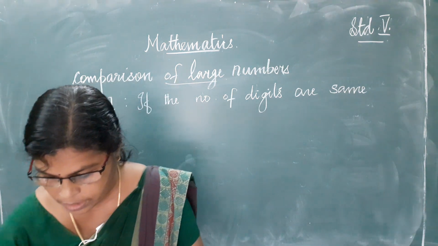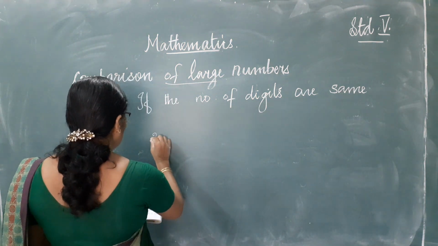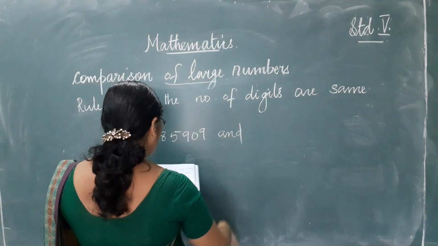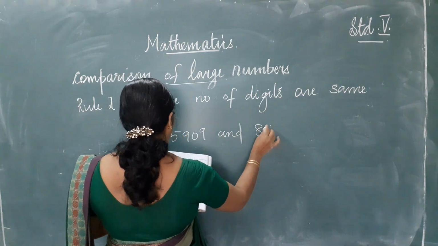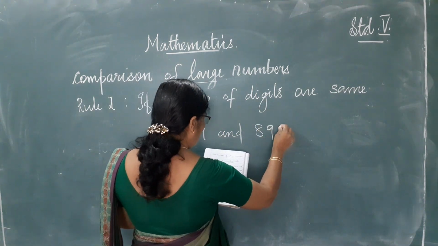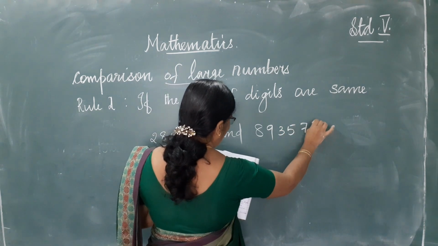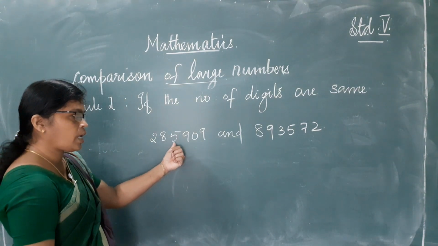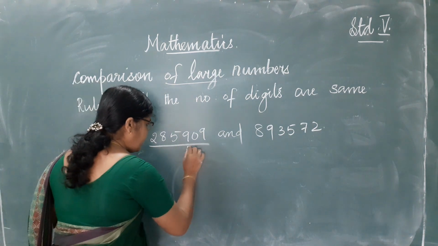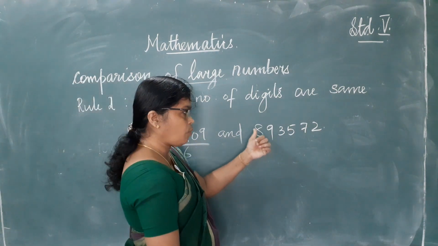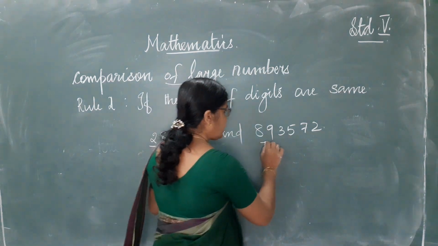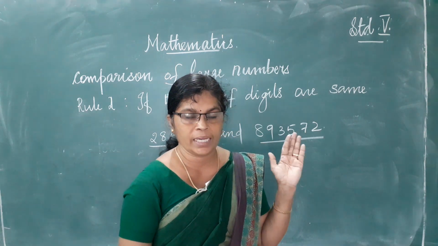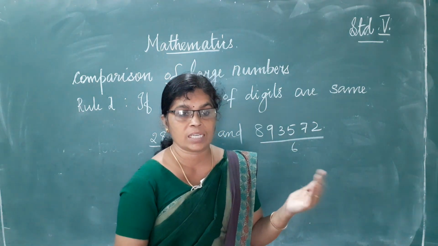See the example, that is 285909 and 893572. See here, you count the number of digits: 1, 2, 3, 4, 5, 6. It's a 6-digit number. And count the number of digits here: 1, 2, 3, 4, 5, 6. See, both are 6-digit numbers. Here the number of digits is the same. Now how do we compare these two numbers? We have to find which is greater and which is smaller.